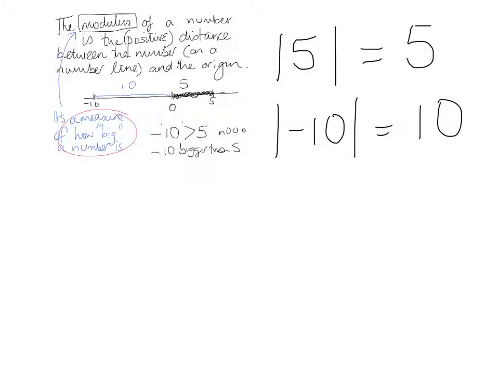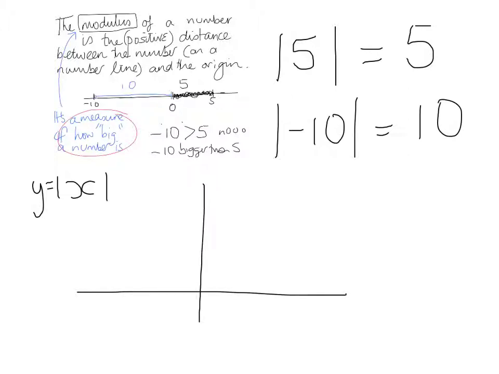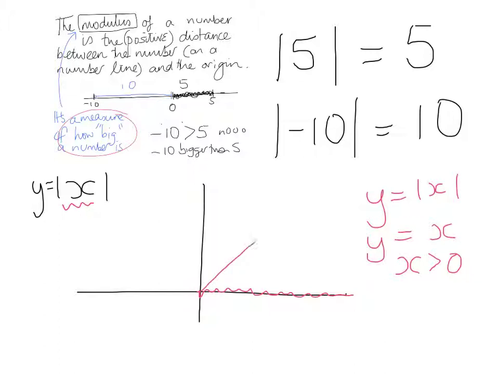So what would the graph of mod x look like? y equals mod x. Now, basically there isn't a graph of mod x. Well, there is, but it's two graphs, because if I think of all the x's that are positive, like this, then for y equals mod x, all of them are positive, so the modulus of x is just x, because it's the distance from the origin. So if x is positive, then the modulus of x is just x.